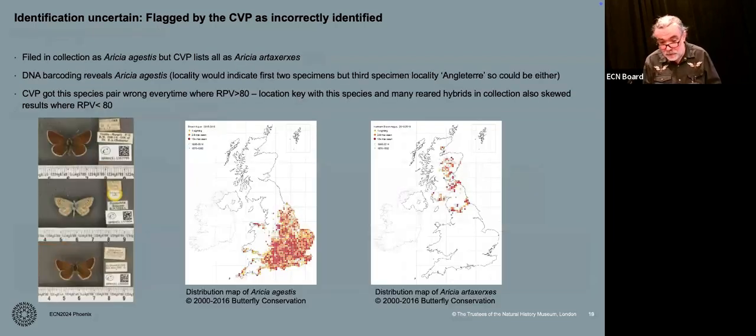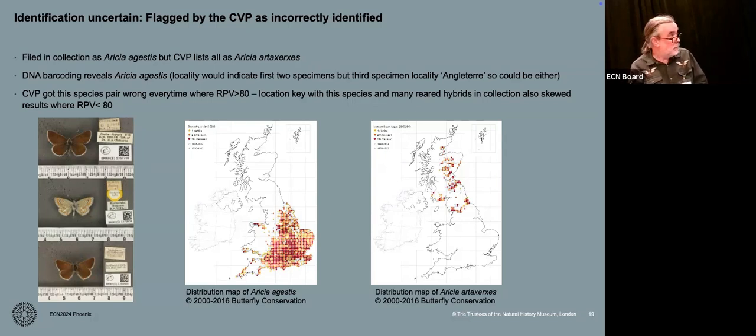And another one here, this is another species pair. This is Aricia agestis, the brown argus, versus Aricia artaxerxes, the northern brown argus. And you can see here the distribution in the UK, it's quite clearly, one's a northern species and one's a southern species. Now, the first two specimens in that column have got the locality on. So again, from locality, we know where it is. Jack wasn't convinced that was true. He said, let's barcode them anyway. And the one at the bottom has the useful locality of Angleterre, which is England, which isn't exactly very helpful.